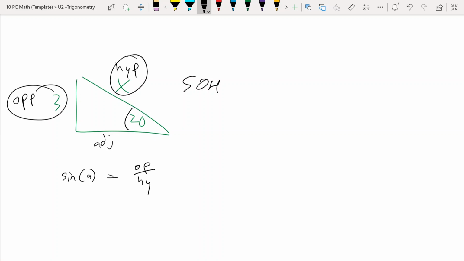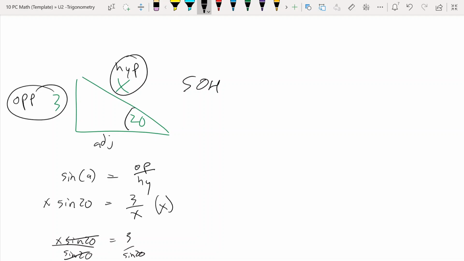Now I'm just going to sub in the numbers. Remember, this number is the angle, so we're actually going to put 20 in there. Sine 20 equals 3 over x. Now, we want x to be by itself. So technically what you're going to do is multiply both sides by x. So you get x sine 20 equals 3. And then divide both sides by sine 20, to isolate x, which gives 3 over sine 20.